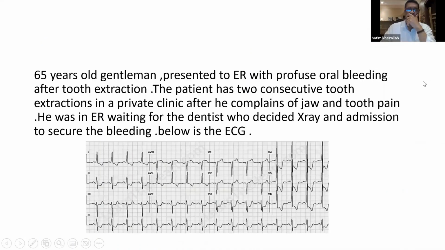Right. Now this is a 65-year-old gentleman presented to ER with profuse oral bleeding after tooth extraction. The patient had 2 consecutive tooth extractions in a private clinic after he complained of jaw and tooth pain. He was in ER waiting for the dentist, who decided on X-ray and admission to secure the bleeding. And this was the ECG.